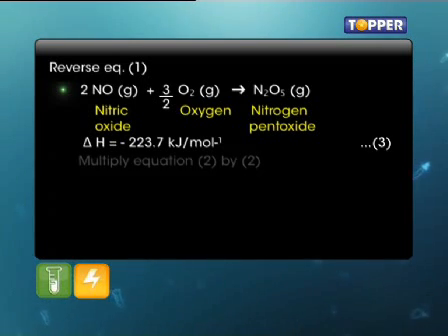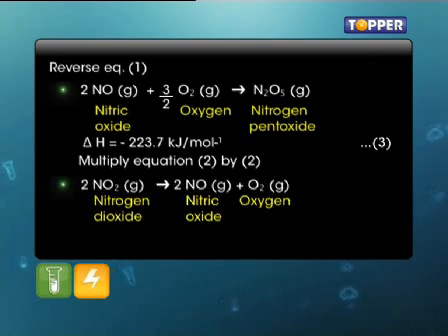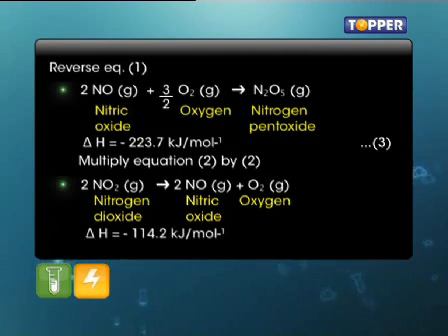Next, multiply equation 2 by 2 because according to thermochemical equation in the question, we need 2 moles of nitrogen dioxide. 2NO2 gives rise to 2NO plus O2. Delta H is equal to minus 114.2 kilojoules per mole. This gives us equation 4.